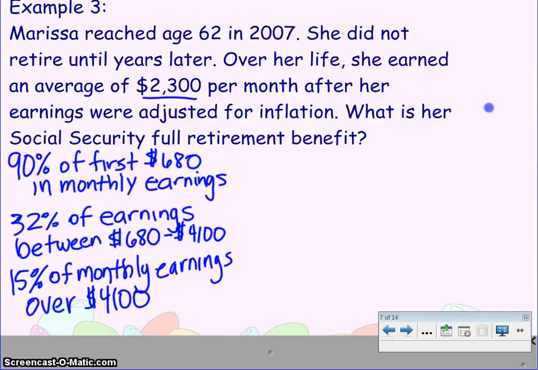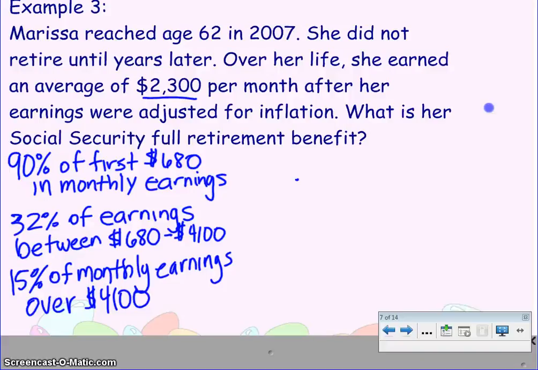So again here, I've already written some information that we need to be able to solve this. First, she's going to receive 90% of that first $680 that she earned. Next, she's going to earn 32% of all the amount she earned between $680 and $4,100. And in this case, she didn't go over, but if she had gone over the $4,100, she'd earn 15% of the monthly that went over that amount.